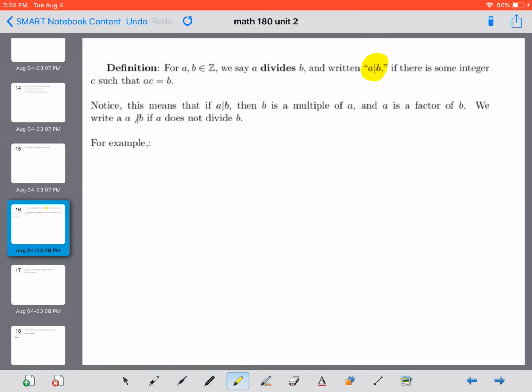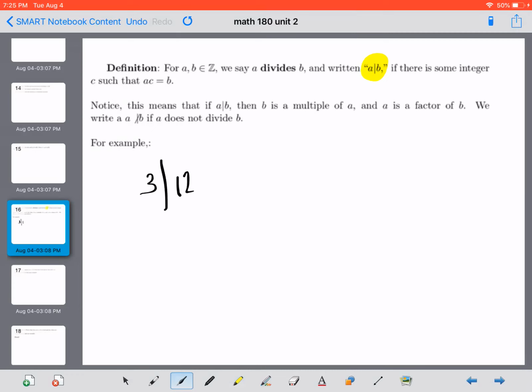So this seems a little bit wordy, but all this is really saying is that if a divides b, that just means that b, the second number, is a multiple of a. Or, alternately, that a is a factor of b. And we would write a does not divide b, with the vertical line with the slash through it, if a does not divide b, so b is not a multiple of a.